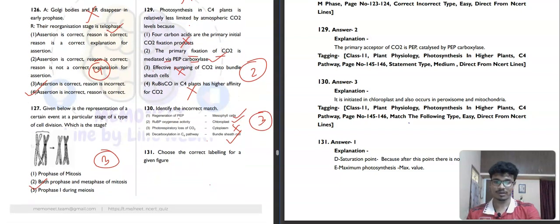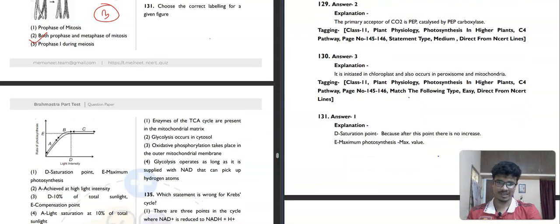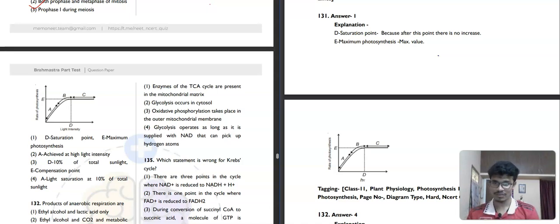Then question number 131. Wow, this is a good question. This question came in NEET 2016, I guess, as far as I remember. Choose the correct labeling for the given figure. Here, D is the saturation point, correct. Then E is the maximum photosynthesis. Yes, these are correct. A is the achieved light in high intensity. No, this is not correct. So the first option is the most suitable one, our correct answer.